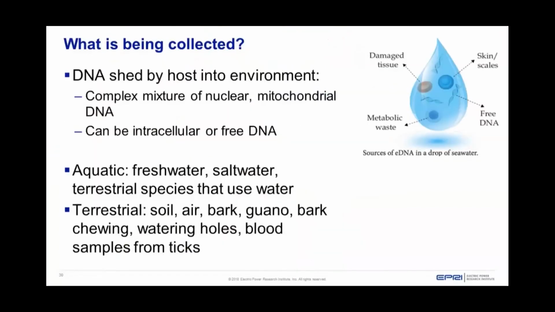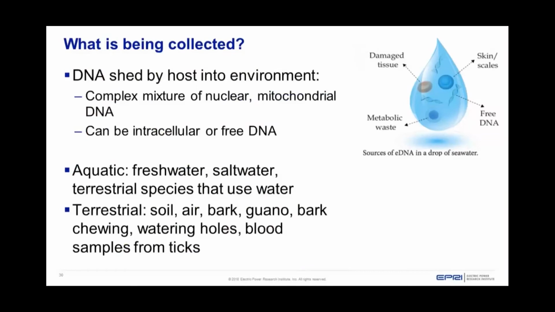So what's being collected then is this DNA that's shed by the organism into the environment. And it is a complex mixture of nuclear, mitochondrial DNA. And you can see in this little drop here of water that there's metabolic waste, there's damaged tissue, there's skin cells, scales, and free DNA. And all of those things exist in an aquatic habitat and even in a terrestrial habitat.